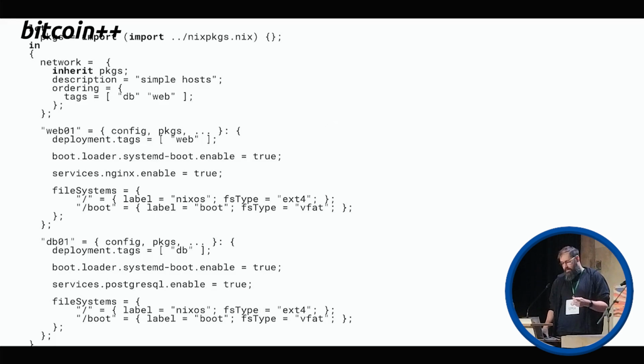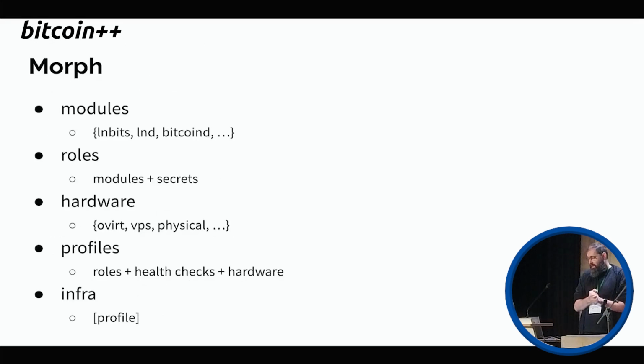So we use a best practice described in Morph. Basically, you can have modules, roles, hardware profiles, and infra. The idea is modules are basically like systemd units defined in Nixpkgs. So it can be LND, bitcoind, and other stuff. Or it can be Flakes, for example, LNbits. And these are the modules you want to use. Then there are roles. A role can be, for example, an authentication server, where you combine different modules and some secrets.